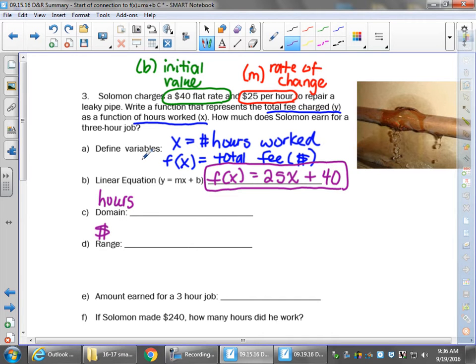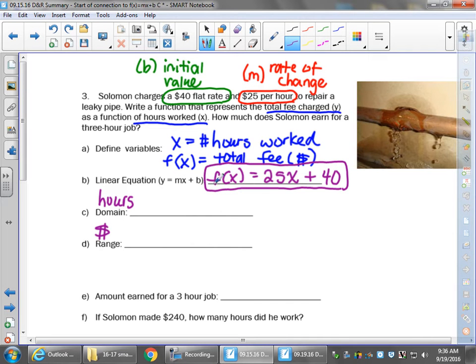Infinite's going to be part of it. What restrictions exist on this? Jeffrey? But that's a follow-up question. If it's stated he can't work more than 3 hours, then yes, that would be a restriction. But we're going to leave this alone for a second.